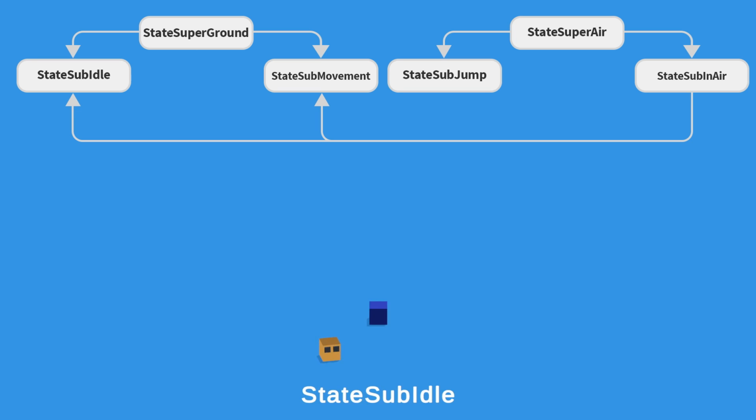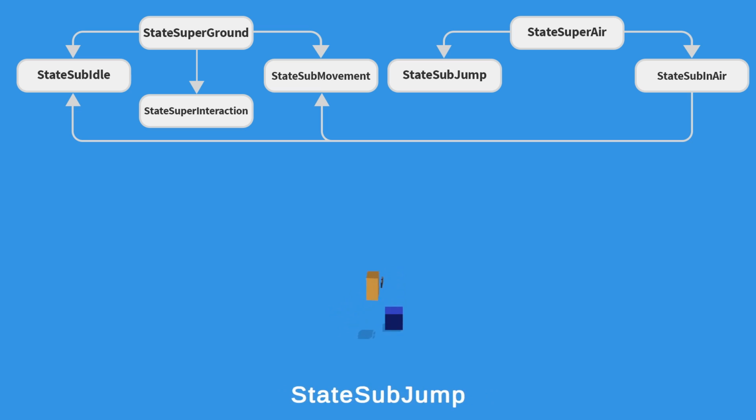We also have the super state interaction, which is just responsible for interacting with, well, something, and that can only be triggered if we have interaction input and we are grounded. As you can see, it's not very complex, but there's still a few things to consider. So let's build our state machine.